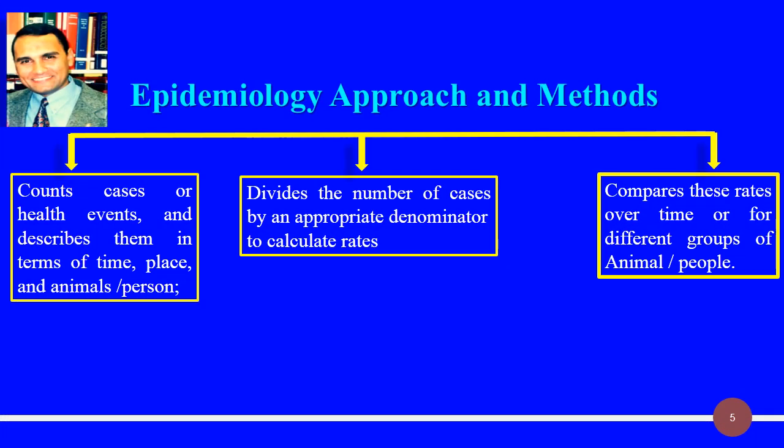Epidemiology approach and methods: we describe the count, divide, and compare. Count cases or health events and describe them in terms of time, place, and animals or persons. Divide the number of cases by an appropriate denominator to calculate the rates. Compare these rates over time or for different groups of animals and people.